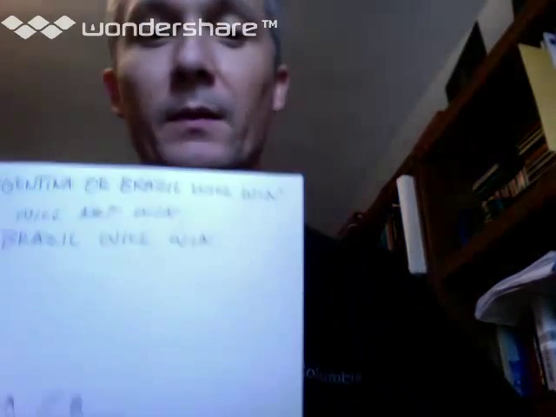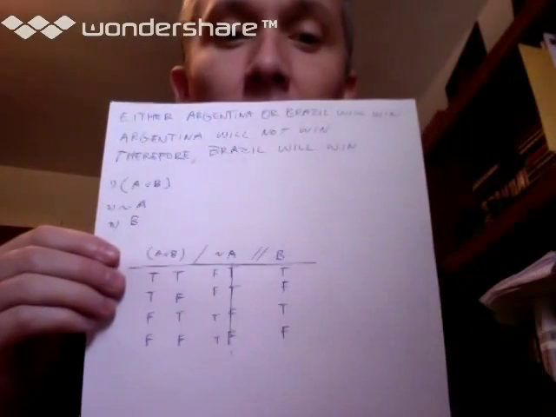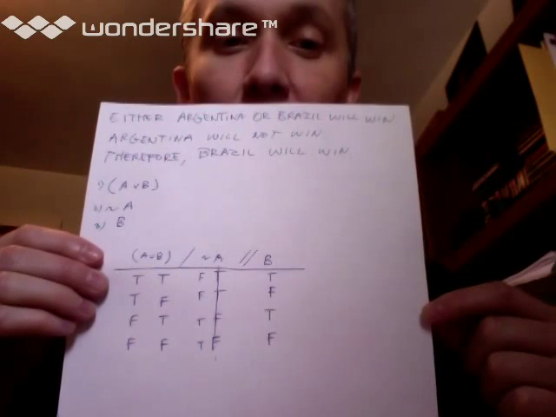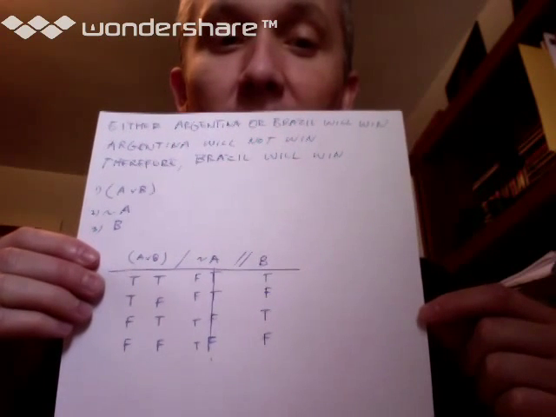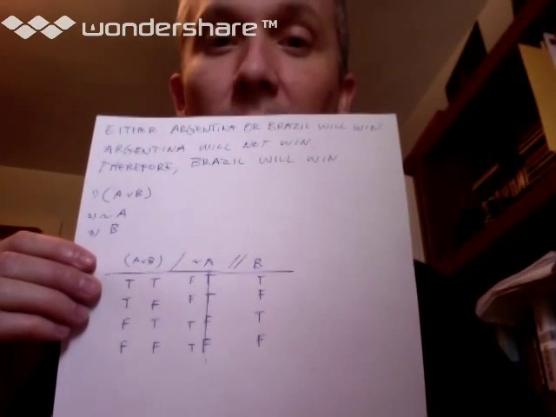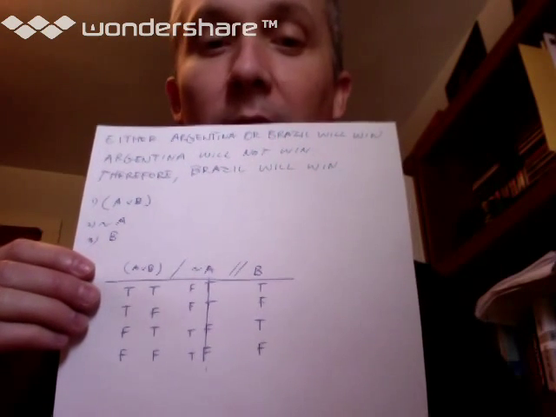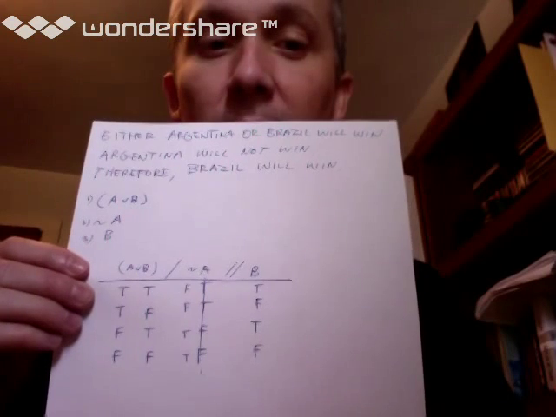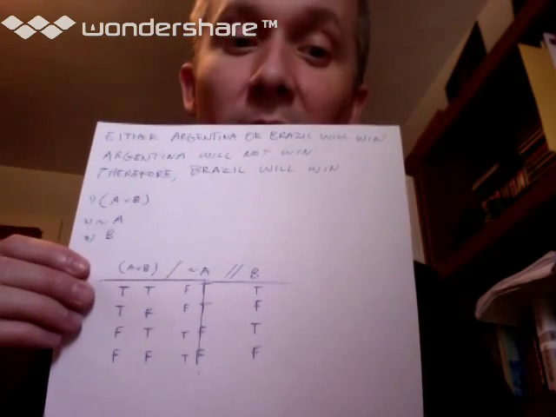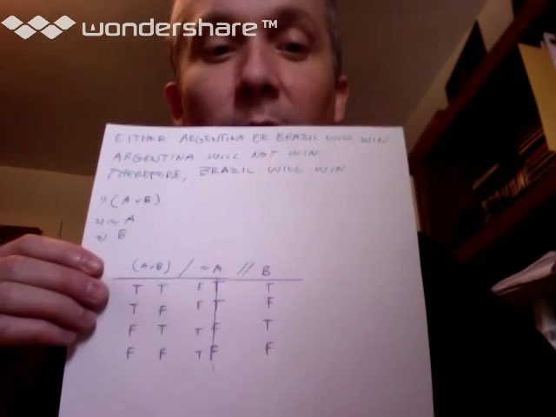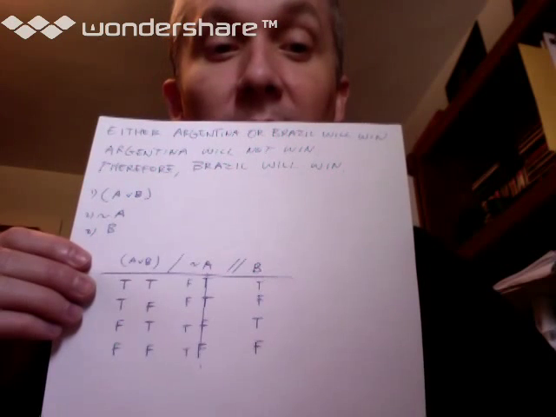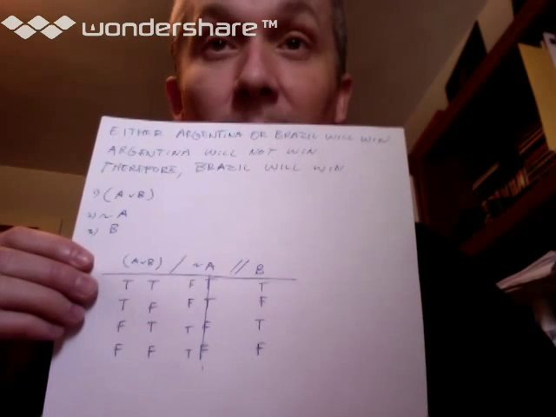Okay, here's what I've done. These are what I call logical possibilities. If you look at our first premise, it means that A could be true and B could be true. That's one possibility. Another possibility is A could be true and B could be false. Another possibility is that A could be false and B could be true. And the final possibility is that they both could be false.